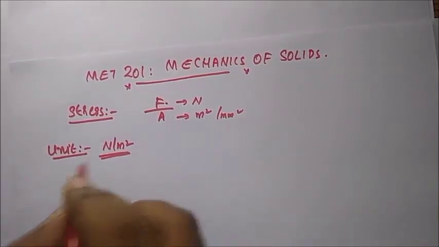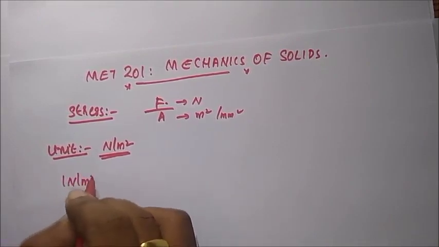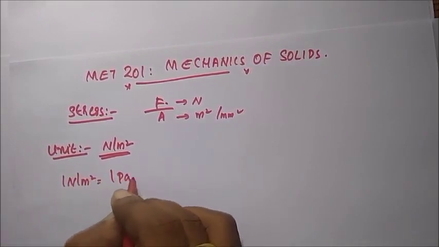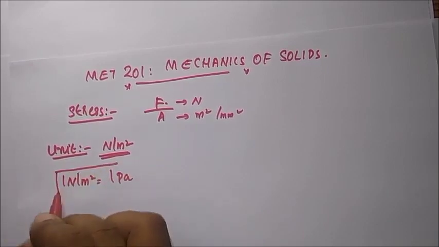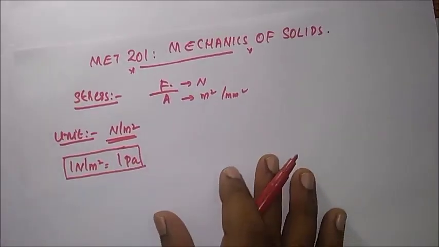This 1 Newton per meter square is important. 1 Newton per meter square is equal to 1 Pascal. Have you heard about this? 1 Newton per meter square is equal to 1 Pascal.